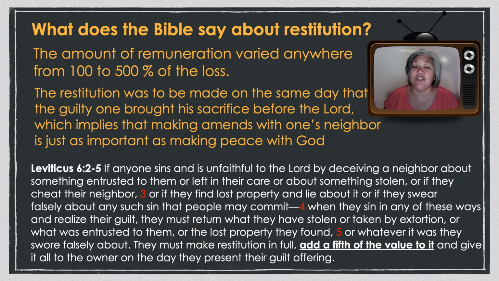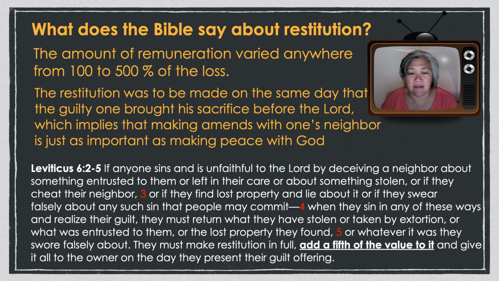Some of you may have stolen. You may have lied about having a property that was lost and kept it. You may have cheated people. Think about that now as I read Leviticus chapter 6, verses 2 through 5.